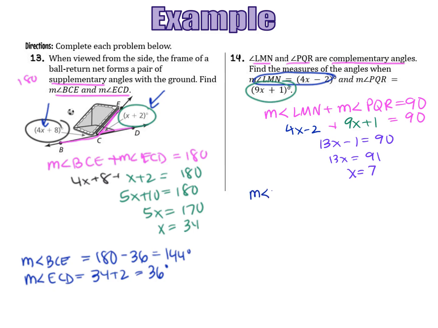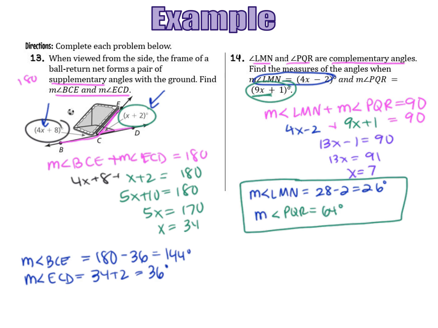The measure of angle LMN is 4x. 4 times 7 is 28, minus 2. So the measure of angle LMN is 26 degrees, which means the measure of angle PQR is 90 minus that, or 9 times 7, which is 63, plus 1, which is 64. So here I have my two angle measures. Let's look at our last two examples.